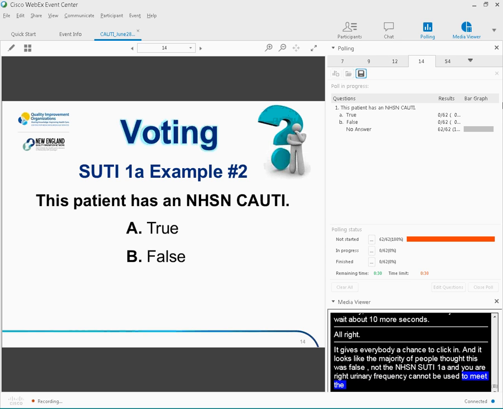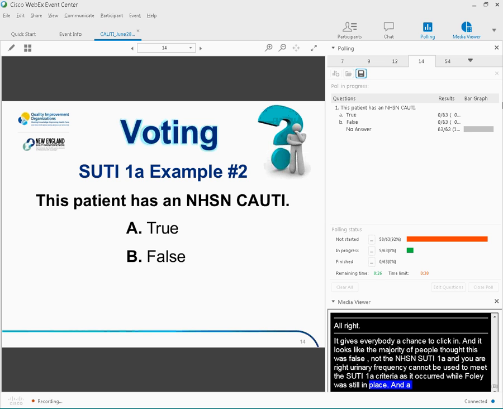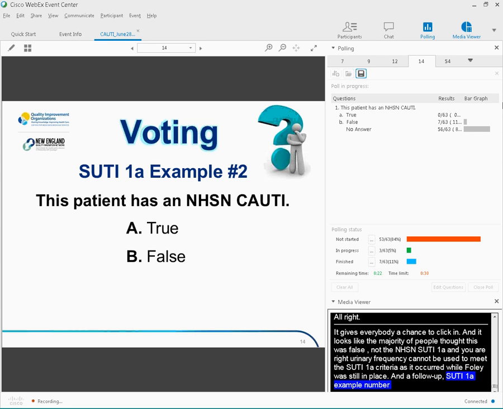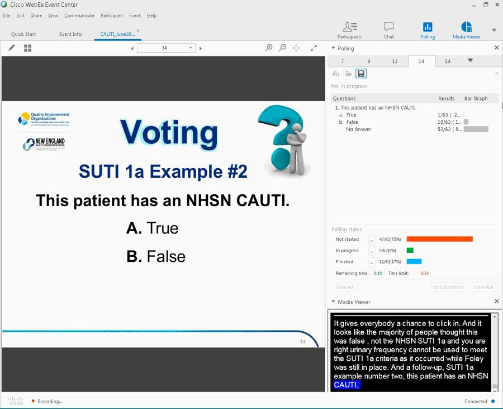And a follow-up, SUDI 1A, example number 2. This patient has an NHSN CAUTI. Is it A, true, or B, false? And then click your true or false, and don't forget to hit submit.